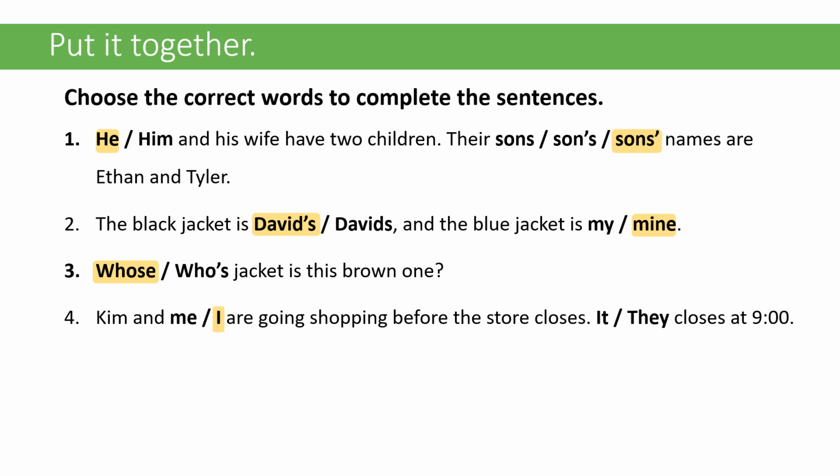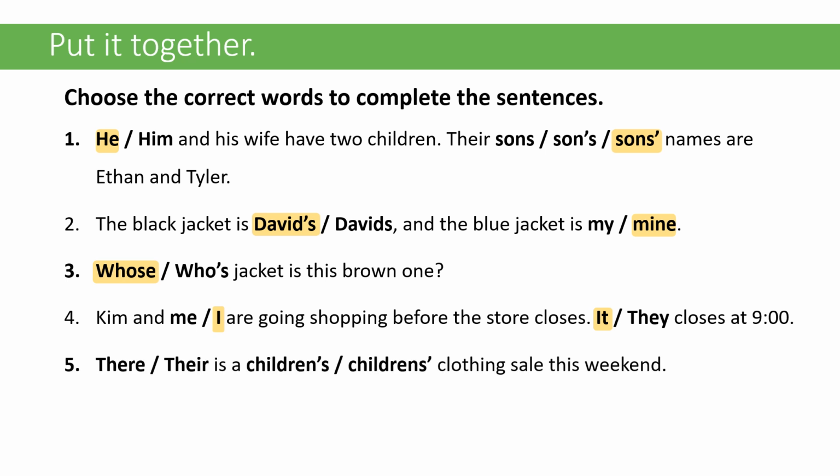It or they closes at 9. It's going to be it because we're referring to the store. There or they're a children's clothing store this weekend. In this case, it should be the first one, there, because we're talking about the location or the existence of something. And it should be children's apostrophe S because this is an irregular plural.